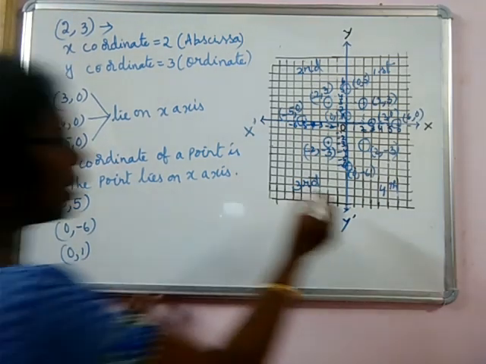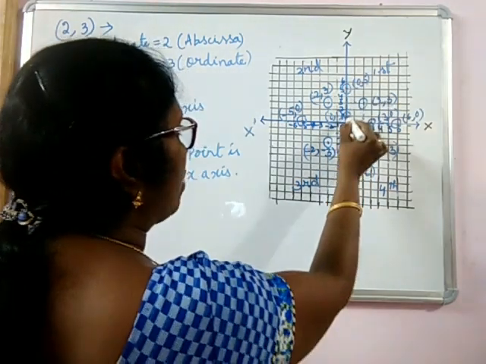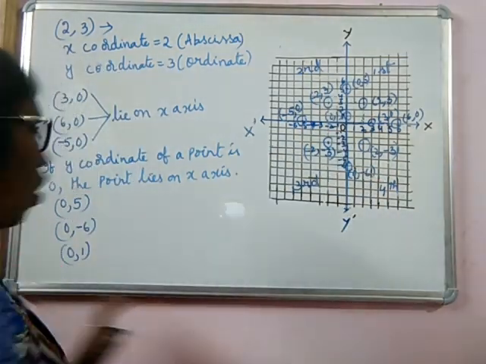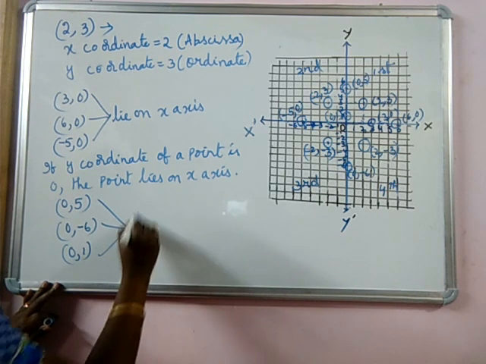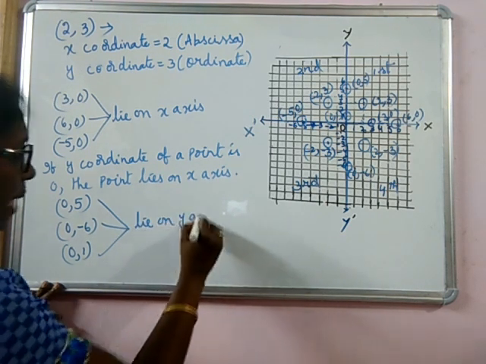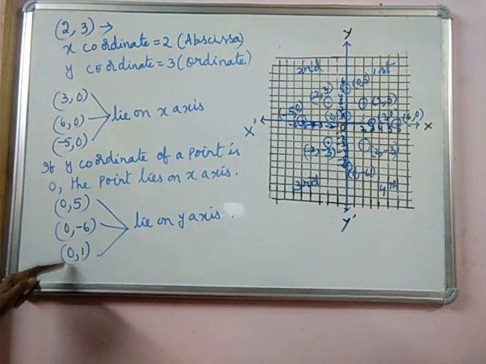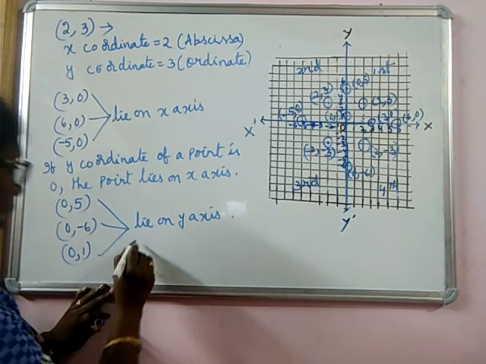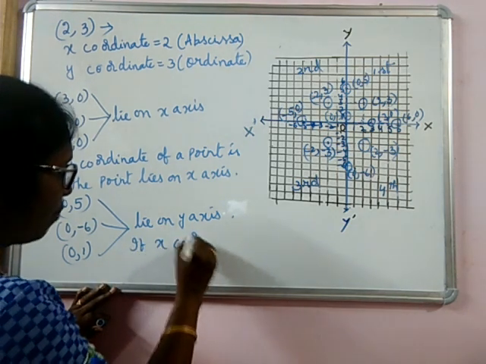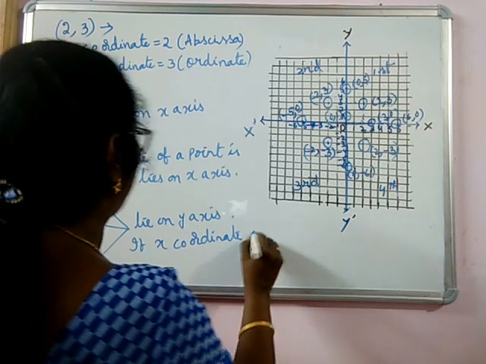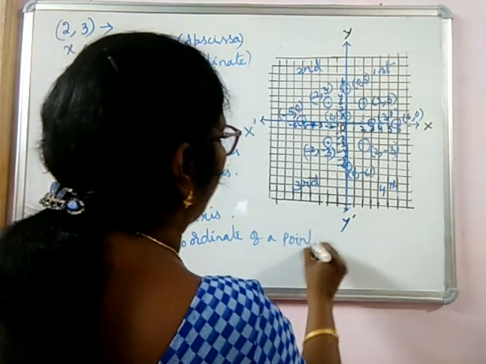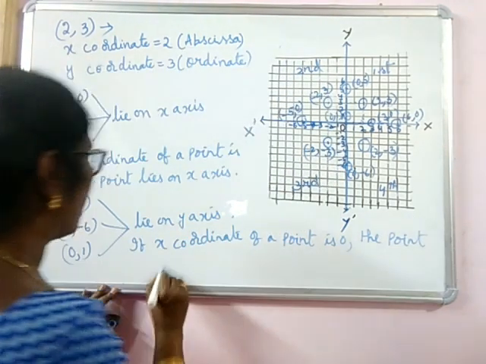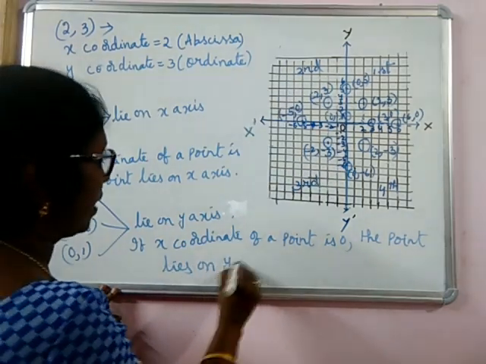And where do all these points lie? This is (0, 5), (0, 1), (0, -6). All these points lie on y-axis. And here what did you observe? All these points, x coordinate is 0. So, if x coordinate of a point is 0, the point lies on y-axis.